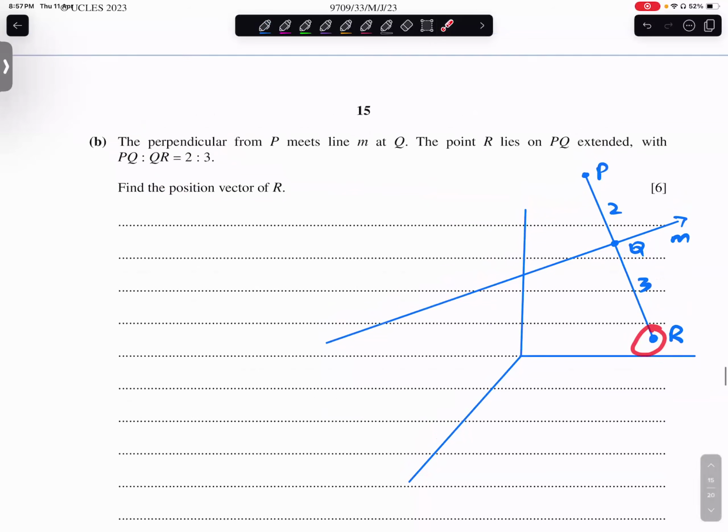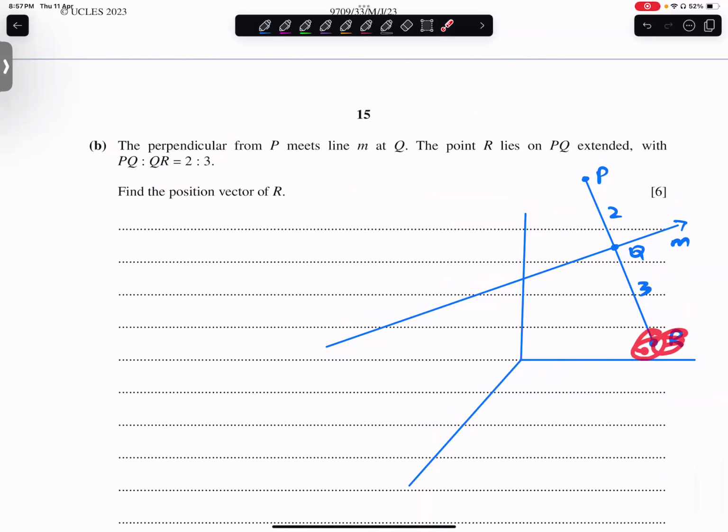But students, you cannot find this point directly, so do not waste your time. Actually, you can find point Q. So let's try to find the position vector of Q first. After that, we will think about R. To find the position vector of Q is very easy.